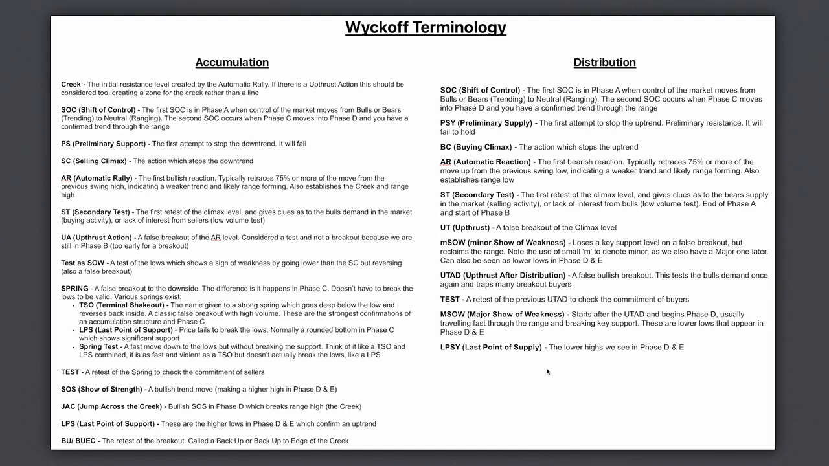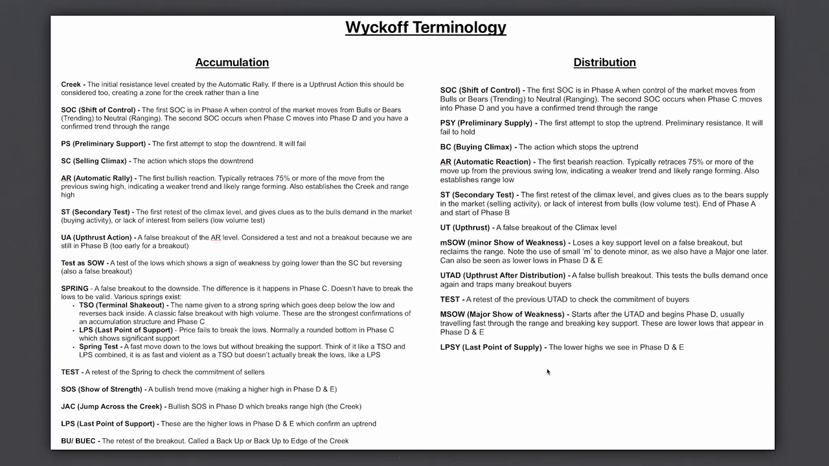We then have show of strength, SOS. That is when the market is now shifting into an uptrend, and you see a bullish trend move both through the range and above the range. And you notice as price makes higher highs, you can mark them as shows of strength. JAC, jump across the creek. So the creek I mentioned at the very start, which is the range high of your accumulation. Bullish show of strength in phase D is your jump across the creek.